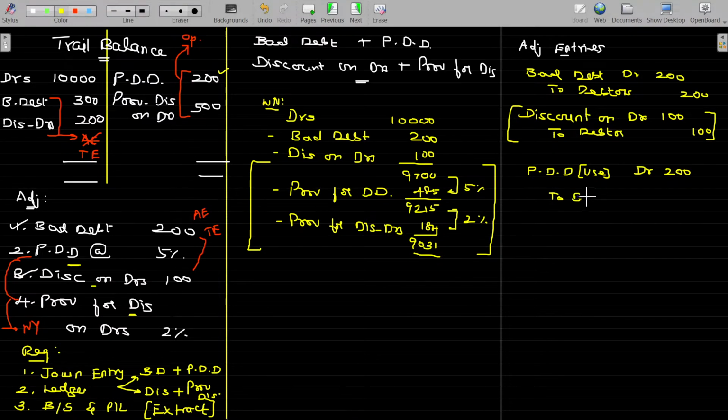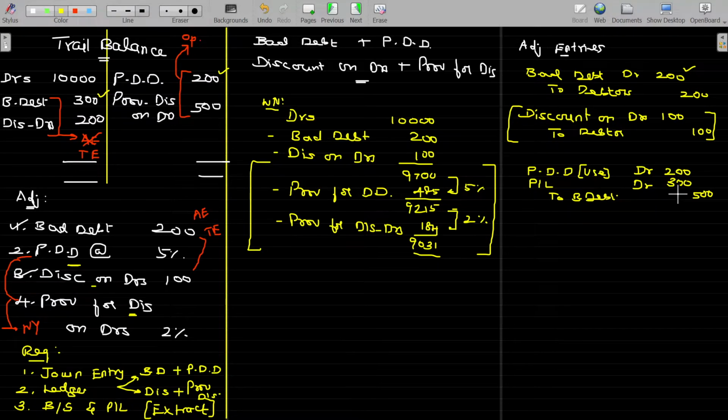To bad debt. How much bad debt do we have? No, it's not 200. 200 plus the existing 300 is also there. That should also be transferable. Both put together, it is around 500 rupees of bad debt to be adjusted. And we are in shortage of how much? 300 rupees. Whenever we have some shortage, that shortage will be adjusted in P&L account. So I am going to debit the P&L account here. So P&L account debit to bad debt. The value being 300.